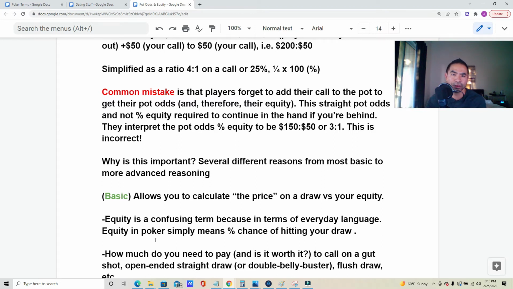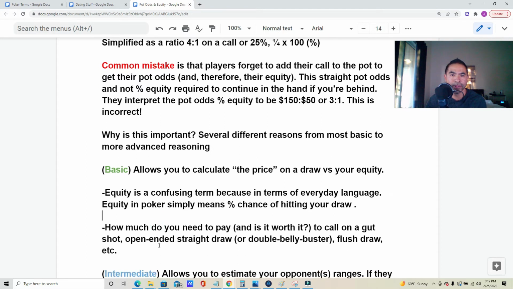Another topic, but again, going back to the basics here, pot odds expressed as equity is simply a comparison of the cost that you need to continue dependent on the amount of outs or equity that you have, right? So in everyday terms, how much do you need to pay, and is it worth it to call a gut shot, open-ended straight draw, or double belly buster as it's called, flush draw, etc.? I want to say these are your basic, most commonly used situations where you might want to consider your equity. And it changes depending on the situation and what you base your opponent's range on.